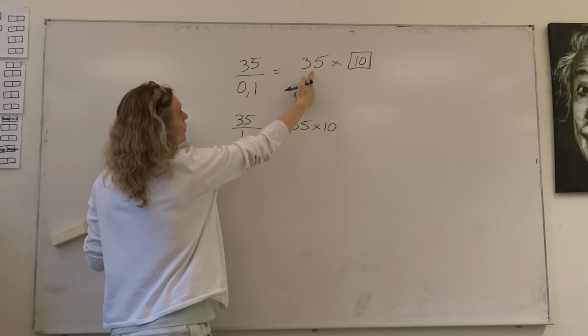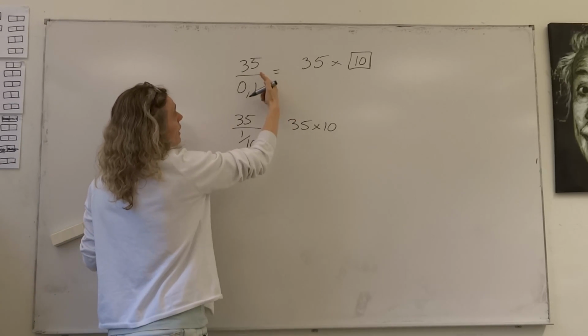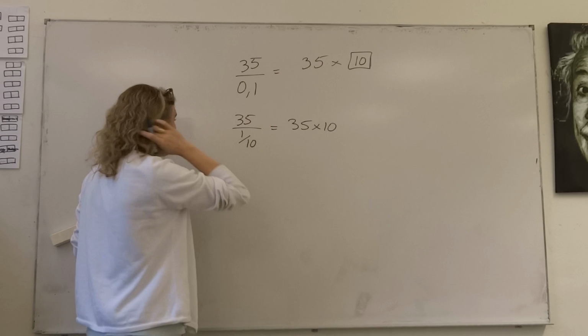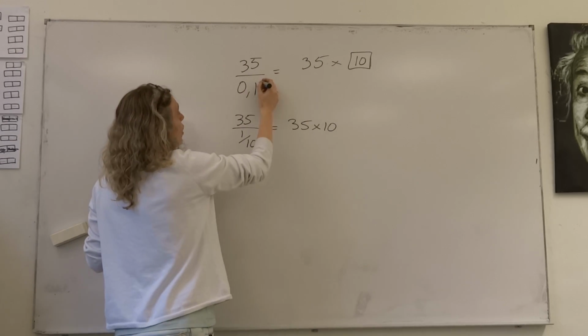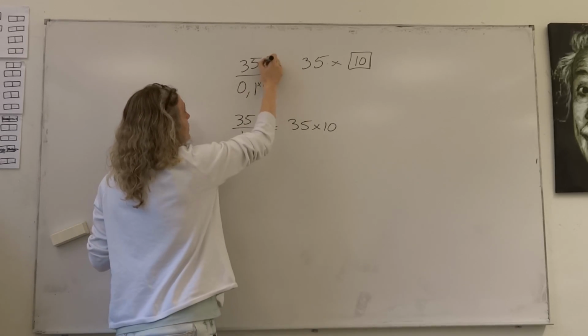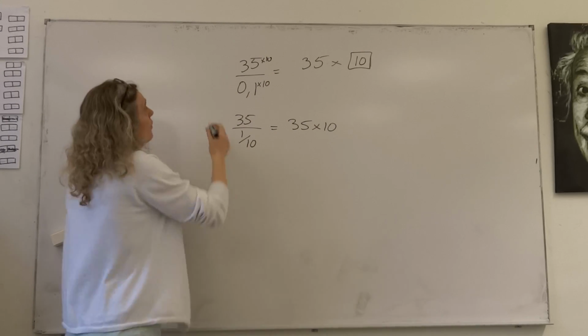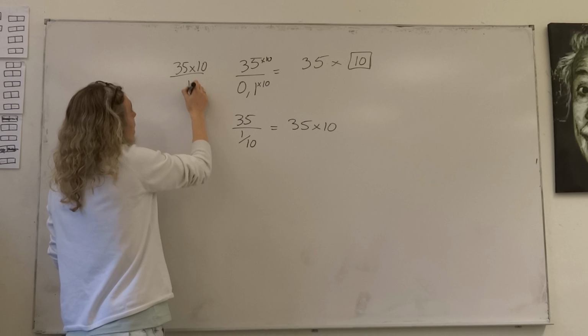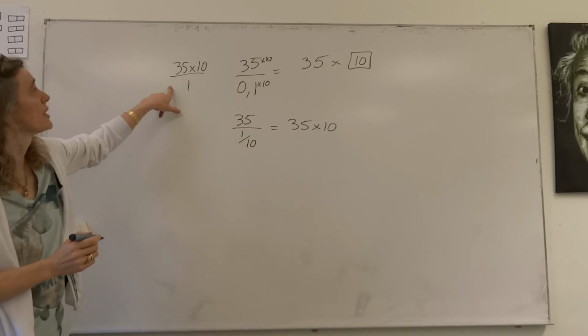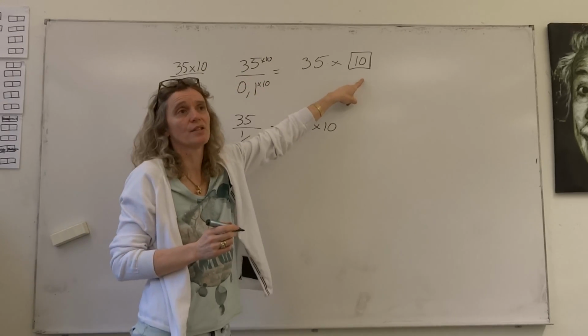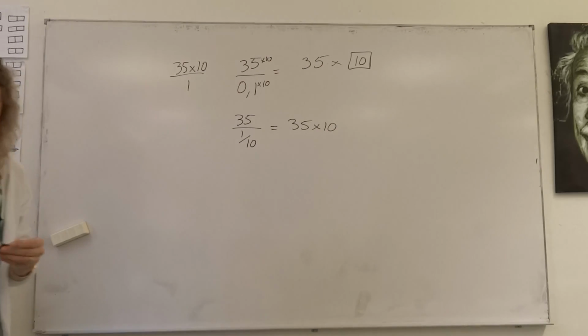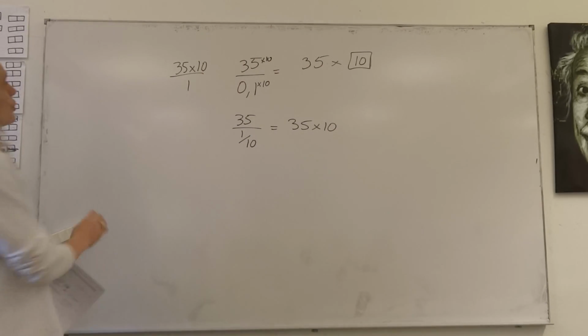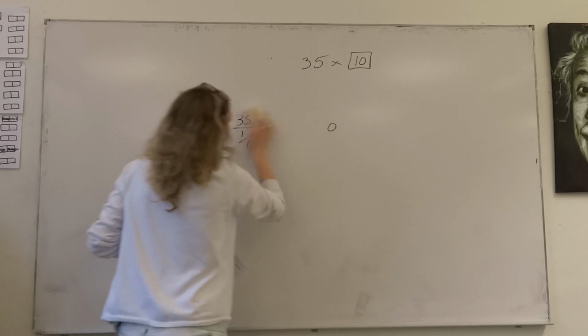Another is, okay, we want to get 35 here. How could we get 35 divided by 1? We could multiply top and bottom here by 10. That would give us 35 times 10 divided by 1. And then we can see we have 35 times 10 as the factor there. So there's a couple of different ways of thinking of that one, but 10 should be the right answer there.